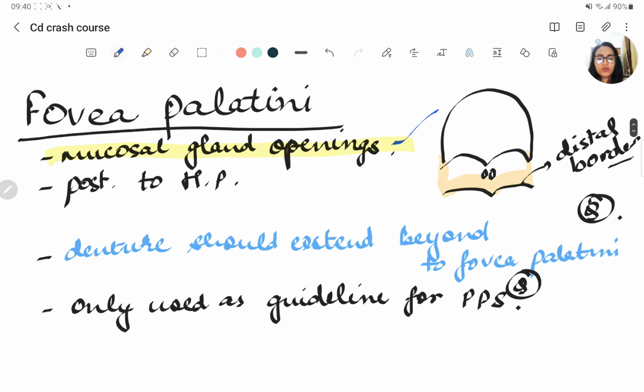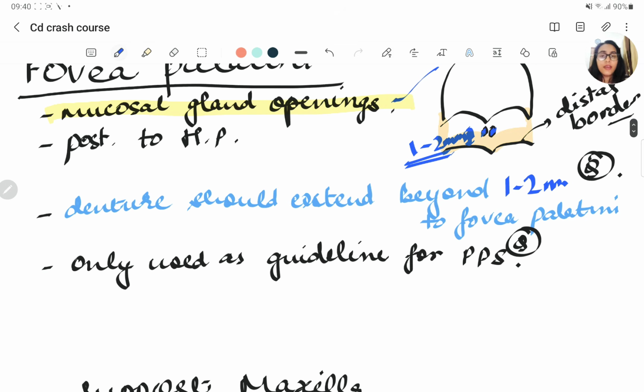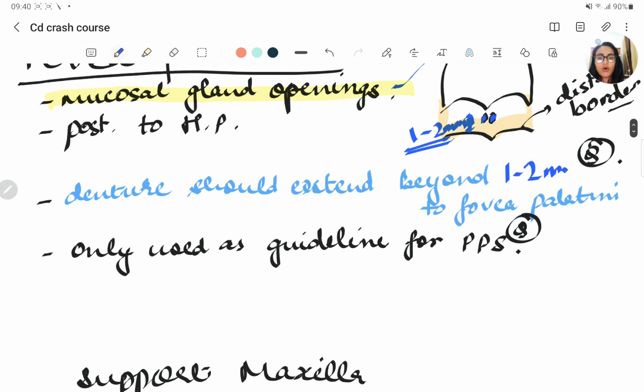Fovea palatini are the mucosal gland openings. They are present posterior to the hard palate. It is not present in every individual. So if it is missing, don't get worried. Denture should extend 1 to 2 millimeters beyond the fovea palatini. That means here are the fovea palatini. After that, you should extend the denture 1 to 2 millimeters. So remember that your denture base should always have these markings of the fovea palatini. If it is present, it is only used as a guideline for the PPS. It is never used as a marking for the posterior border.